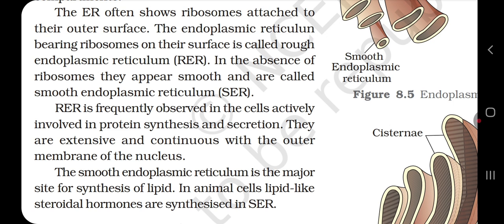The smooth endoplasmic reticulum is the major site of synthesis of lipid. In animal cells, lipid-like steroidal hormones are synthesized in SER.